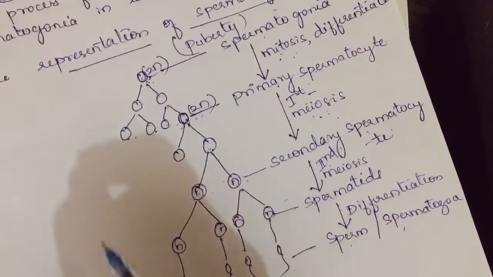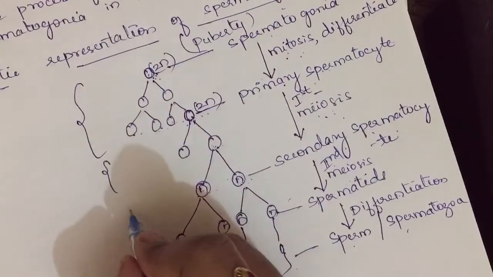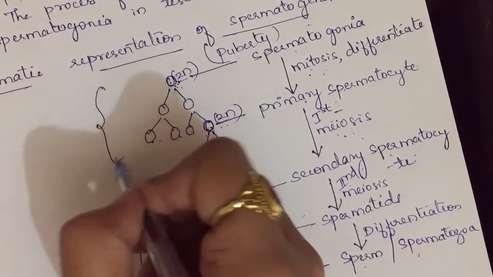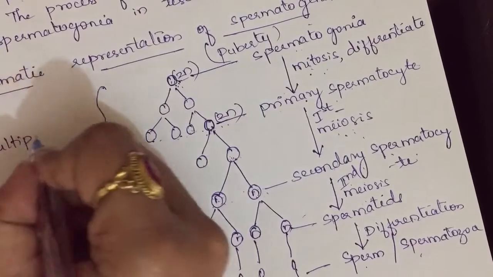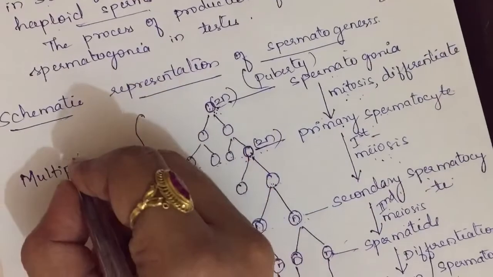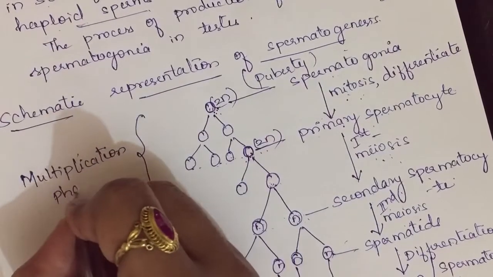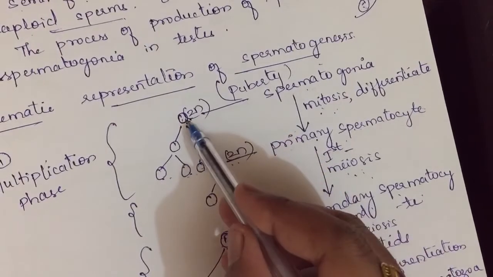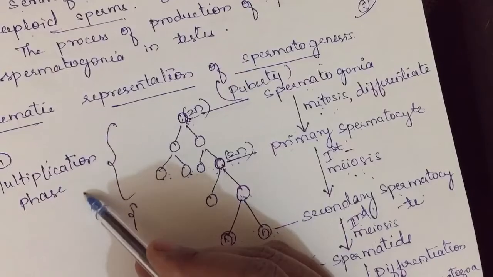Now this process takes place in 3 phases. The first phase is the multiplication phase. Why do we call it the multiplication phase? Because the number of primary spermatogonia has been increased, it has been multiplied, so it is the multiplication phase.